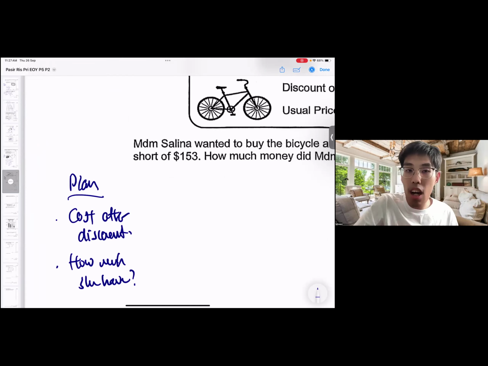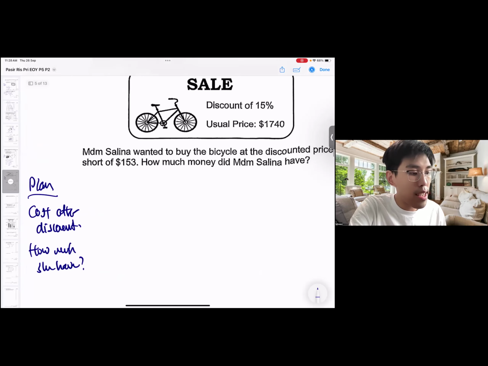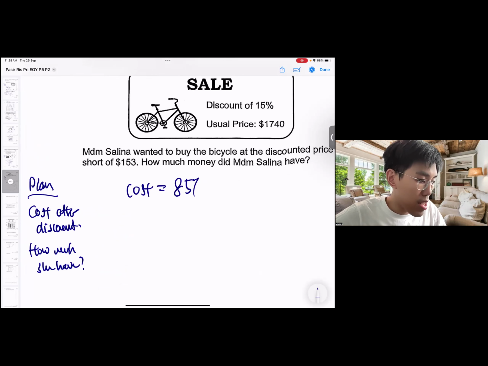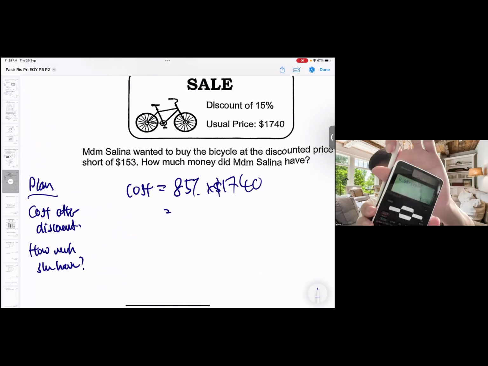So the idea of a plan is for you to write certain short phrases and short statements to signal you on what you need to find. Let's go into here. Discount of 15%, usual price 1,740, which means what? I take away 15%. How many percent are you paying for? So the cost is 85% of 1,740. This one important. I take away 15% means I only pay 85%. So I find 0.85 times 1,740. You get 1,479.